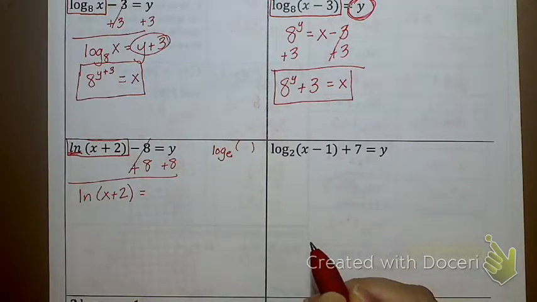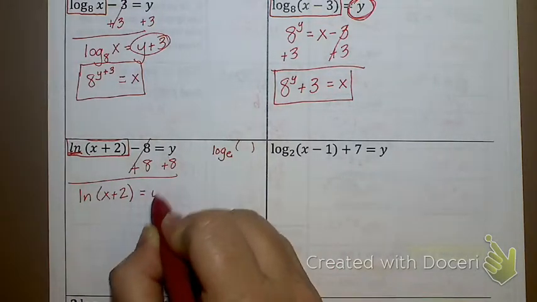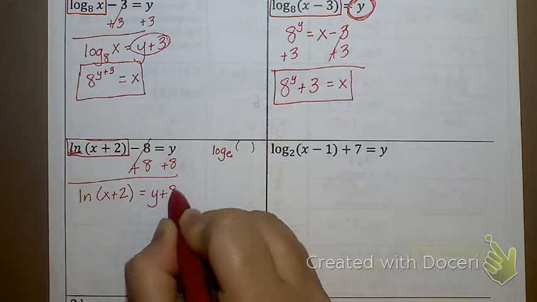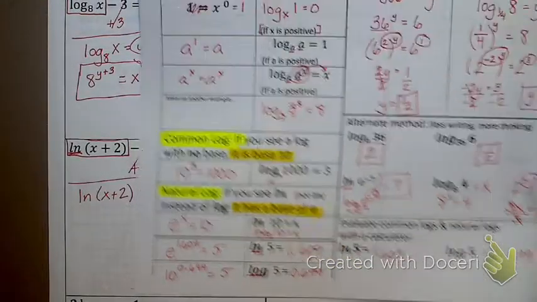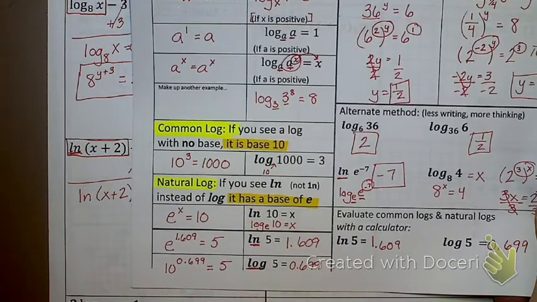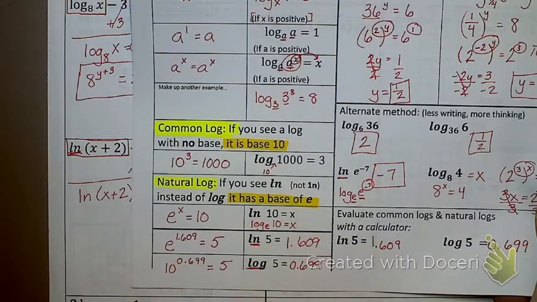So natural log of x plus 2 equals y plus 8. Now, come homework time, there's going to be a bunch of people that are going to be like, what do I do with that? There's no base. What do I do? I'm going to refer back to the bottom corner of the notes from yesterday, or the day before, whenever it was. You're going to have common logs and you're going to have natural logs. So you refer back here to see what the base is.